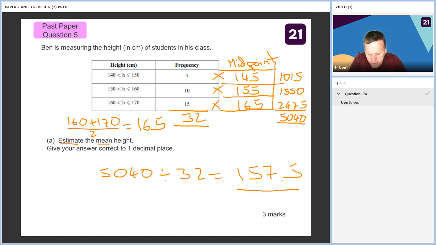Does that seem sensible looking at our table? Do we need some units with there? What units do we have? Centimeters, good. Okay, so we need our centimeters in there. Okay, and does it seem sensible? Does this fit in our table somewhere?